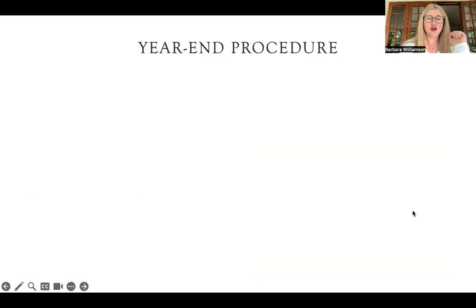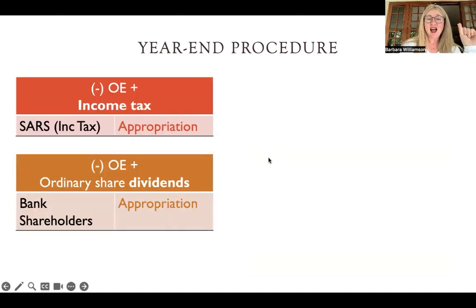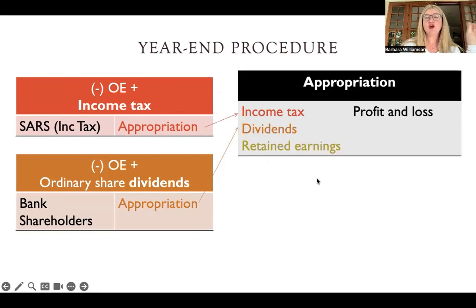When we then do our closing transfers, just like you would normally close off sales and cost of sales to a trading account, and you'd close off your incomes and expenses to profit and loss. In a partnership, you closed off your division of profits to appropriation. Your salaries and interest to partners went to the appropriation account. In exactly the same way, we are going to take our accounts that are showing how the profit has been divided, in other words, our income tax and our dividends, and we are going to close them off to the appropriation account. So appropriation still just means division of profits.